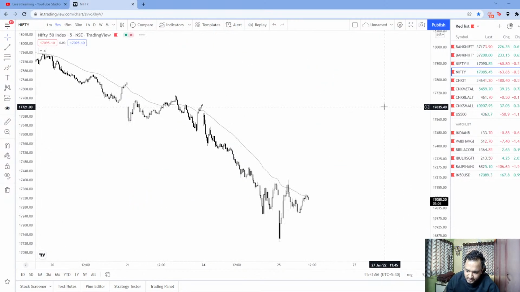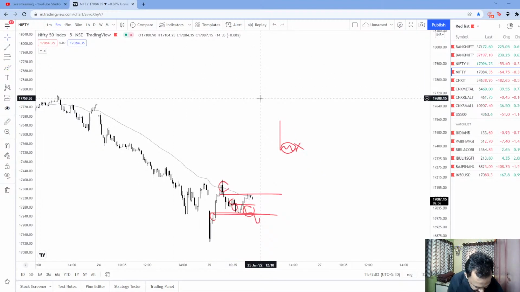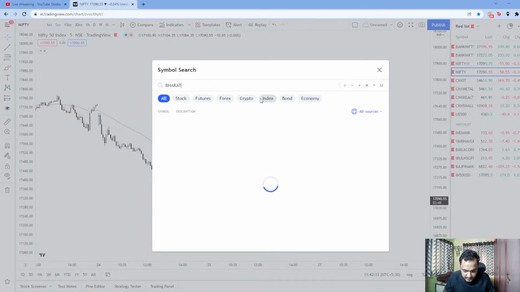All right. So Nifty is again rejecting from this supply. So until one of these is taken out, it is bound to be range bound, right? So don't take any trades here in Nifty. All right, Bharat Bijli. All right, let's see.